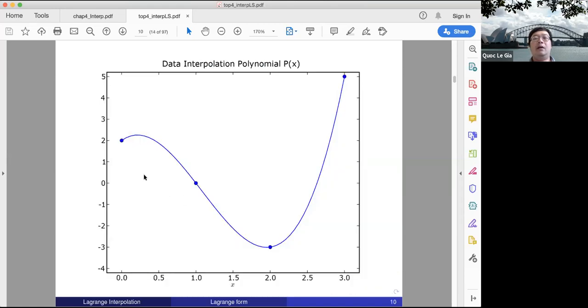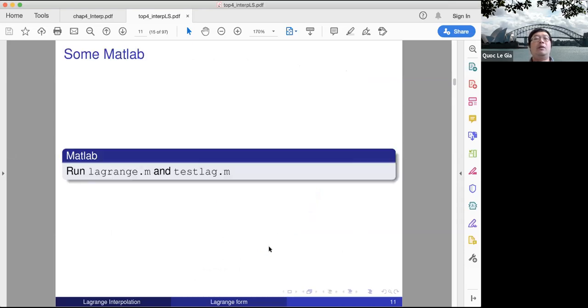So then you can plot it. The blue curve, when you plot it, goes through the 4 data points like this. So it passes exactly through the 4 data points. When x equals 0, it equals 2, x equals 1 equals 0. So now I can show you the MATLAB, how to implement this Lagrange.